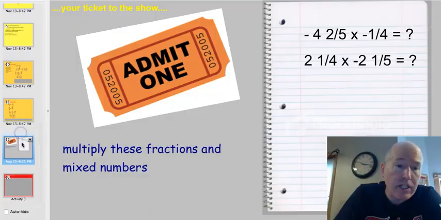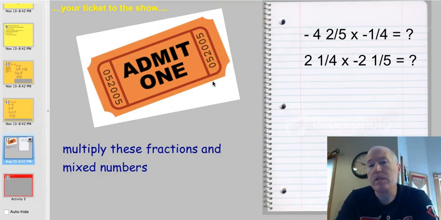Now let's get your ticket to the show. 2 problems, negative 4 2/5 times a negative 1/4. And then 2 1/4 times a negative 2 1/5. So you have a negative times a negative and a positive times a negative.